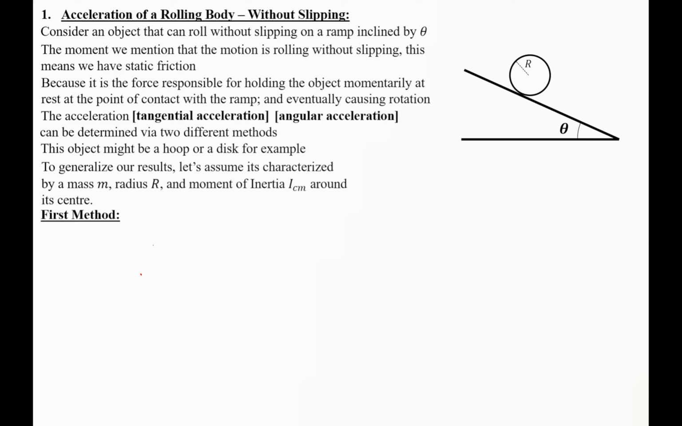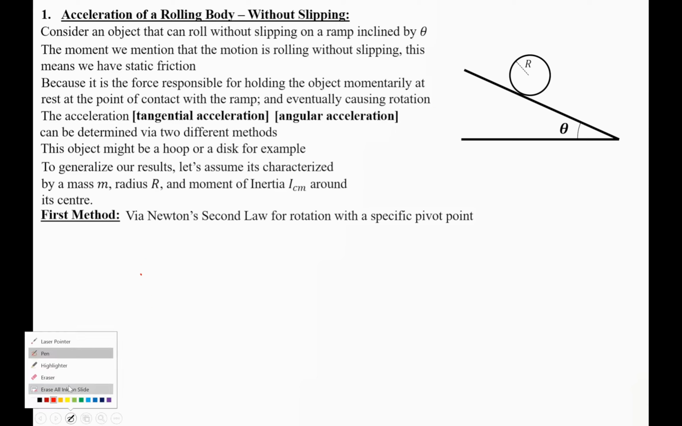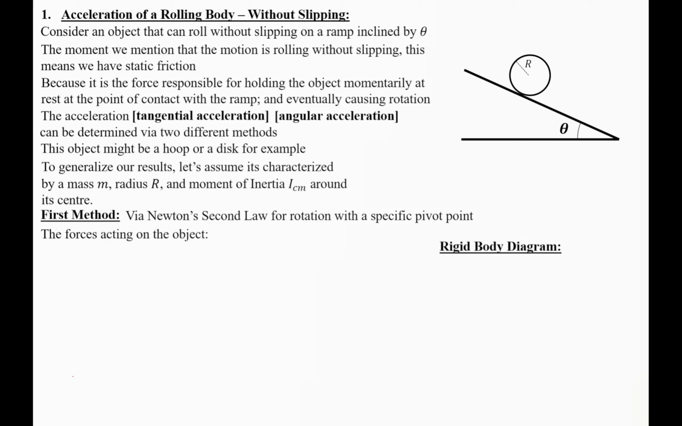Okay. Now, what is the first method? Via Newton's second law for rotation with a specific pivot point. Now, what are the forces acting on the object? In order to make use of Newton's law, we need to draw a diagram of the forces. We know that we have two types of diagrams, a free body diagram or a rigid body diagram. Whenever we're interested in the torque, we need to draw a rigid body diagram in order to determine specifically the distance from the point of application of the force to the axis of rotation.